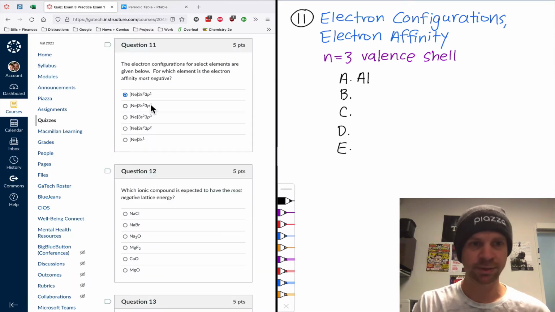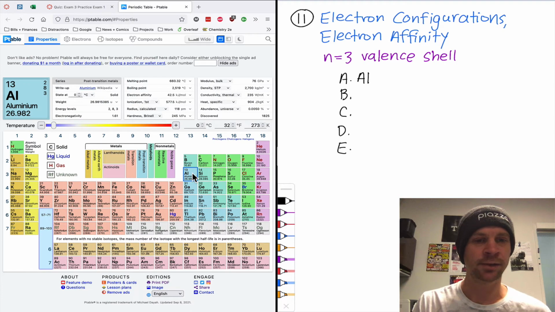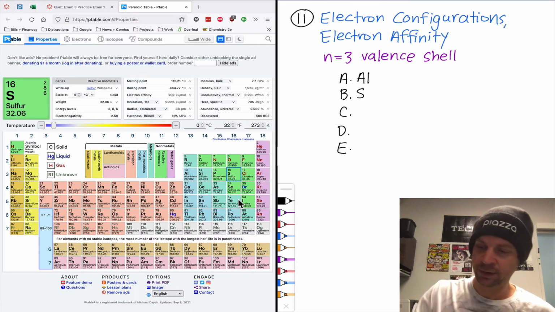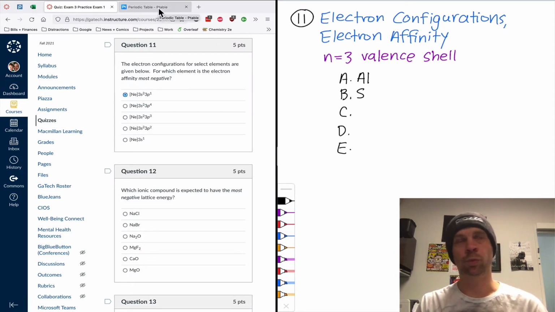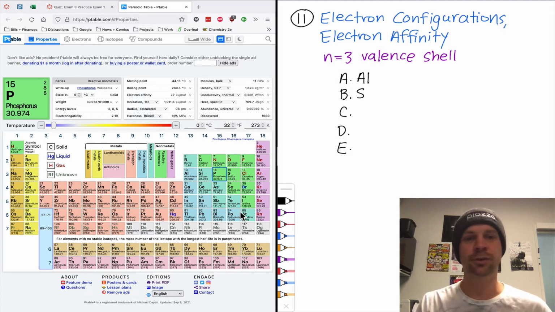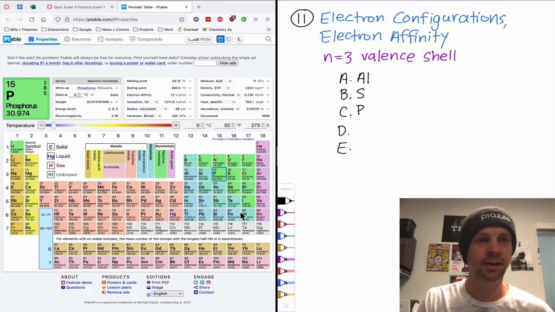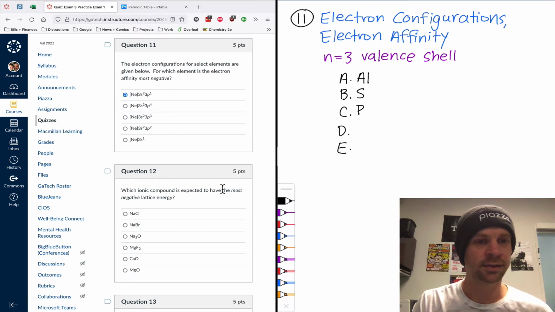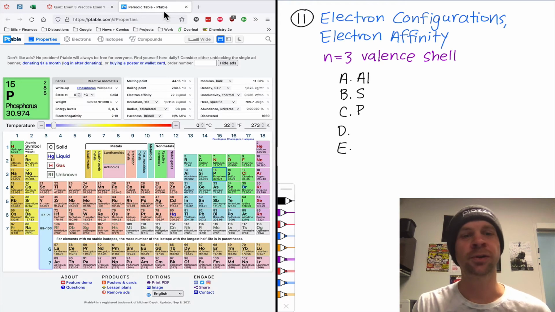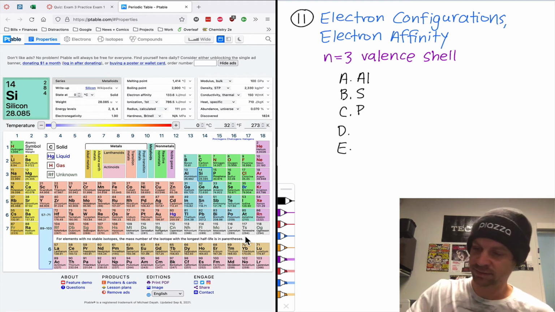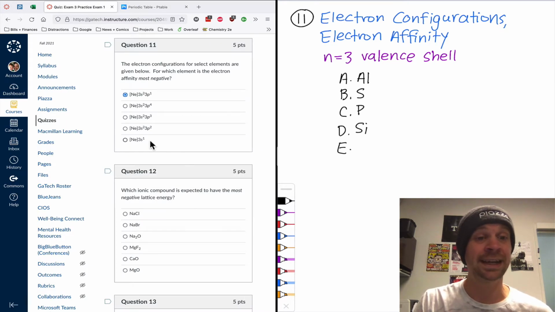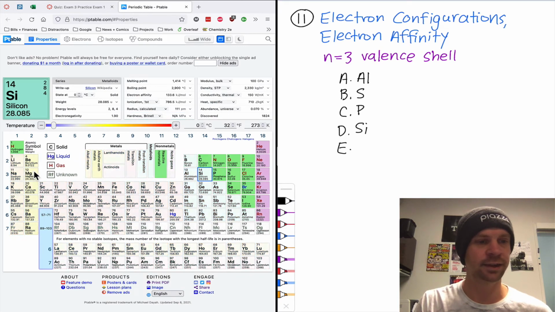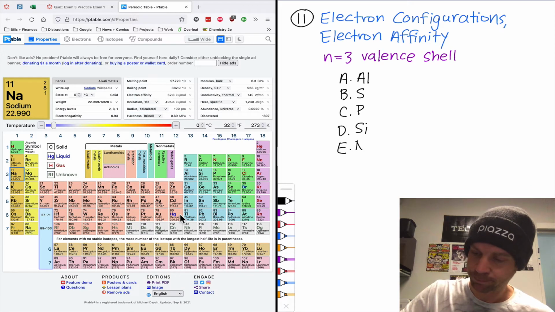3s2, 3p4. Well, now I'm at 3p1, 2, 3, and 4. That is sulfur. The third choice, 3s2, 3p3. Well, that's just one step back to the left of sulfur. That is phosphorus. We've got 3s2, 3p2, which is silicon. And last but not least, we have 3s1, which we actually previously identified as sodium.